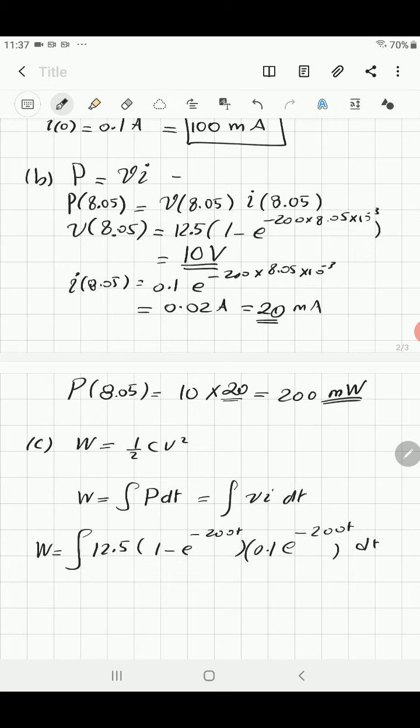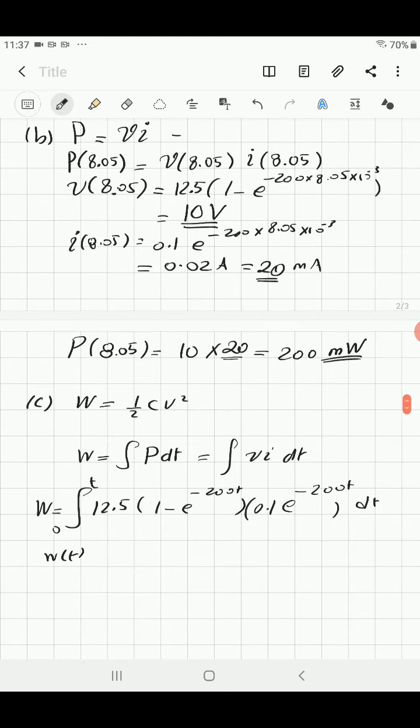I multiply both equations and integrate, and I substitute from 0 to t first to get the expression for the energy as a function of time. Then I substitute t equals 0.05 and I get the result. So that was the idea behind solving for the energy.